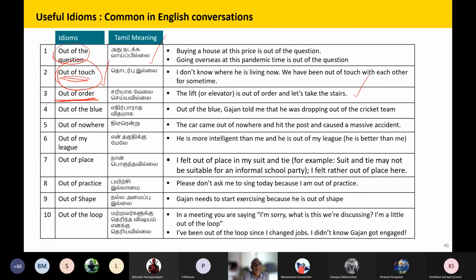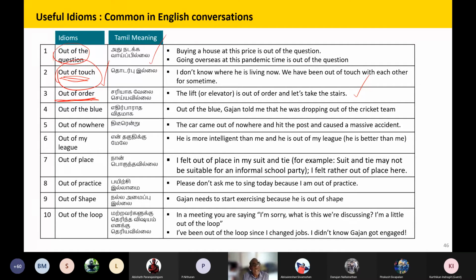Sir, I have a doubt. Sir, if in a hotel the biryani is finished, can we say it is out of order? No, that's not out of order. Out of order is something not working. The biryani is not out of order. Biryani is finished, basically no longer available. That means finished. Out of order is something that is not working.